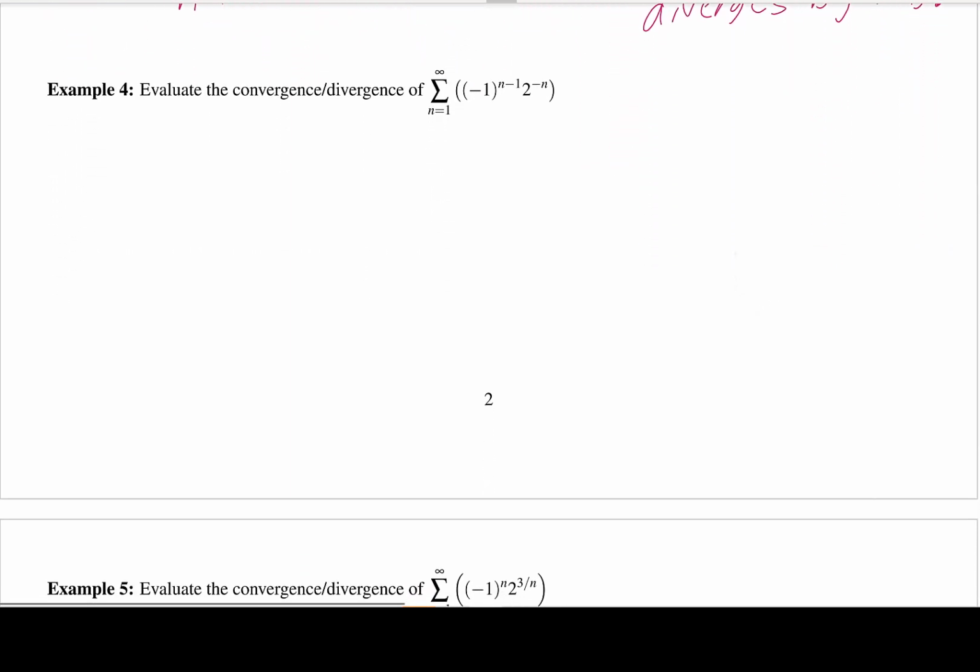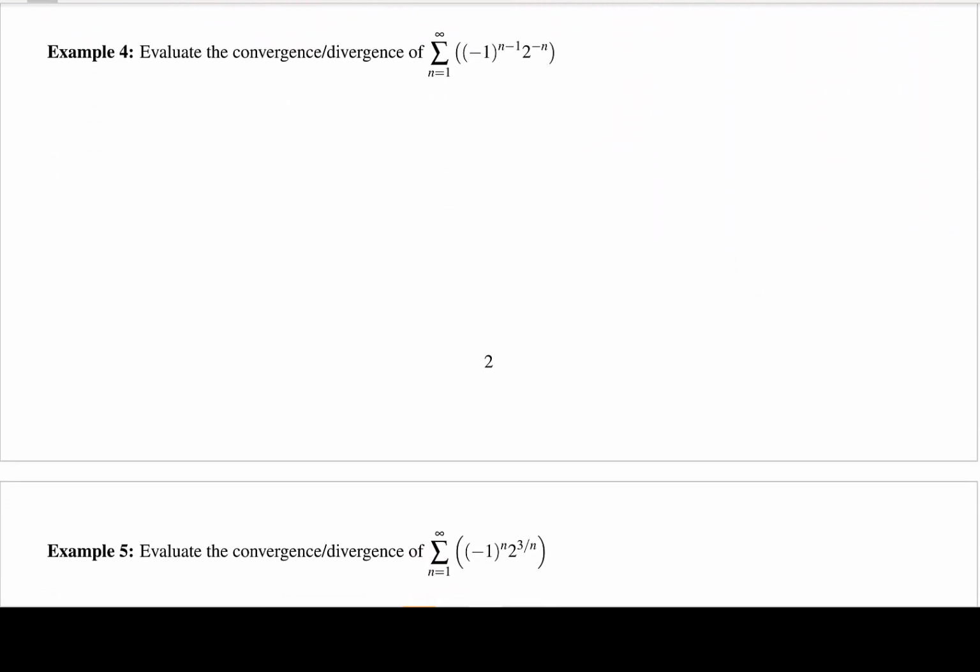Now let's look at example 4. This one's a little confusing because we're not sure what our a sub n should be. Well, one key thing is that we can actually turn this into a geometric series. I'm going to rewrite this as the sum from n equals 1 to infinity of -1 to the n minus 1 over 2 to the n. I just used the negative exponent right here and brought the 2 to the n to the bottom.